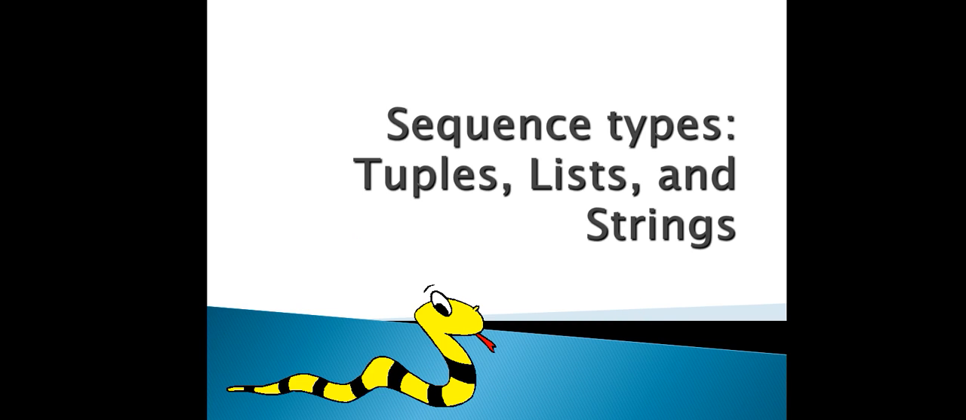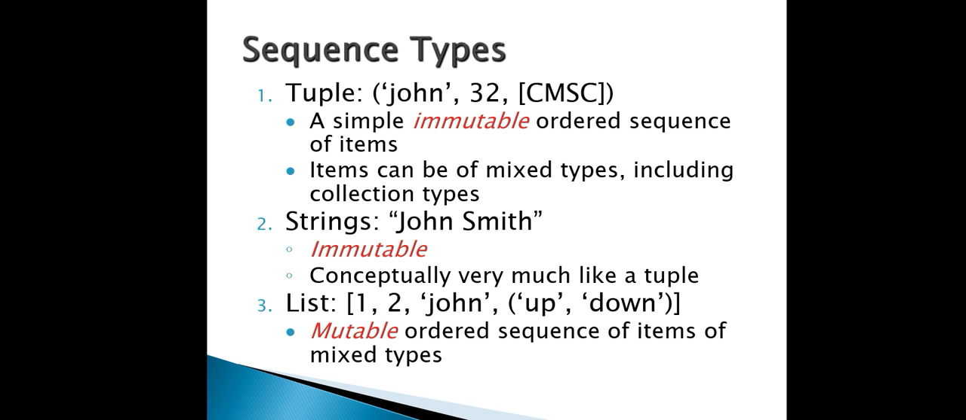Sequence types: tuple, list and strings. Tuples are a simple immutable ordered sequence of items. Items can be mixed types, including collection types, strings, like John Smith. Immutable. Lists are conceptually very much like tuples, a mutable ordered sequence of items of mixed types.